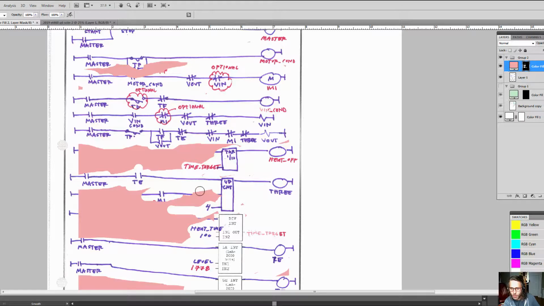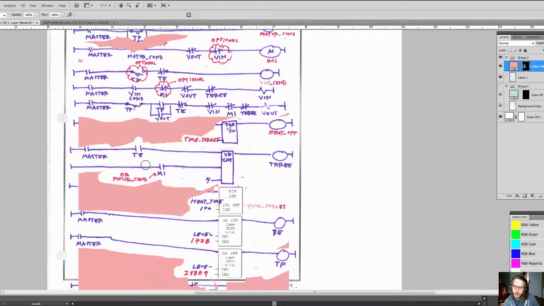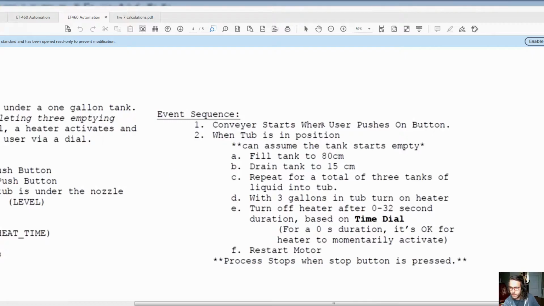I said M1, so anytime the motor turns on, then you can reset that counter so you can get back to 3 gallons. I also made a note you can use motor conditions. Of course, they're going to be on at the same time. And that'll work just fine. So that gets us through step C. And now we're ready for the heater.